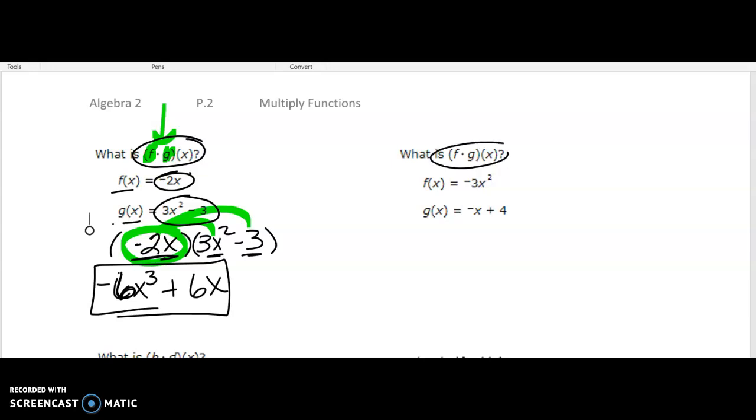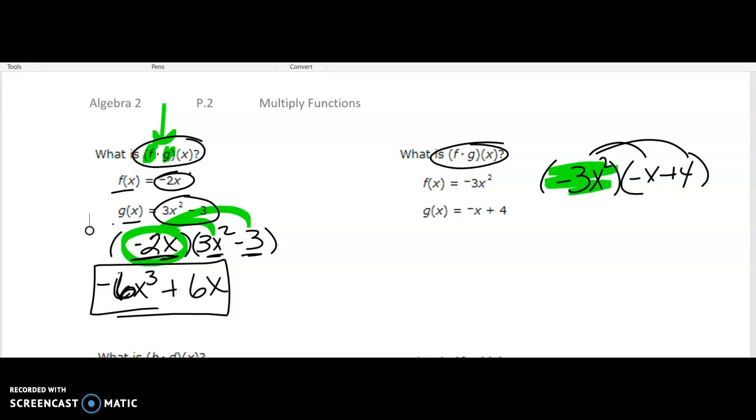Same thing on this one. And it's going to be the same thing on every single one of these because we're going to be multiplying. So we put 2 parentheses. We put a negative 3x squared and negative x plus 4. We're going to take this to each one. Make sure you get your signs right.